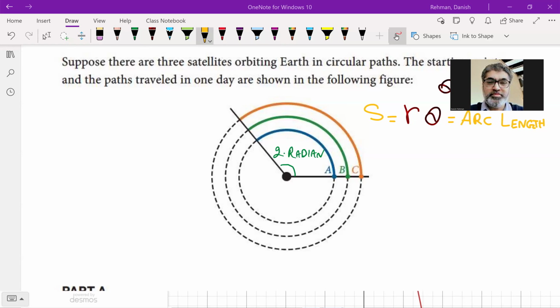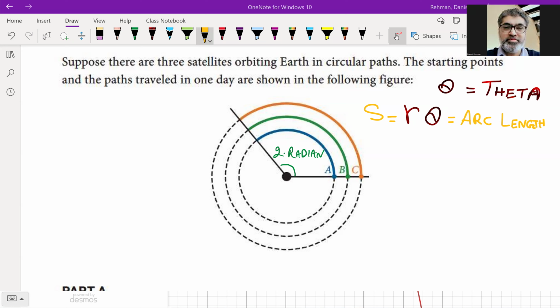So now let's get back over here. I told you about this specific topic. S equals r theta is the formula to get the arc length. And we just discussed that this orange length looks biggest among the three different colors A, B, and C. Each of these A, B, and C represents three different satellites.